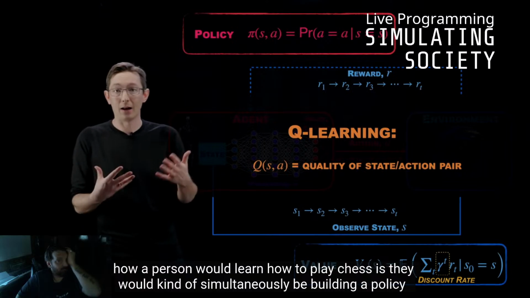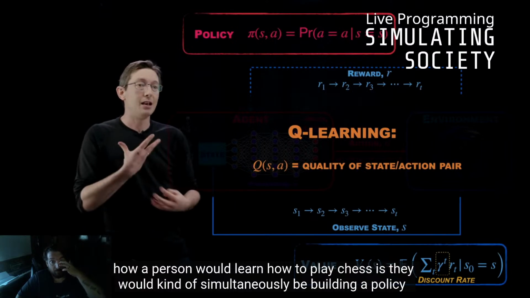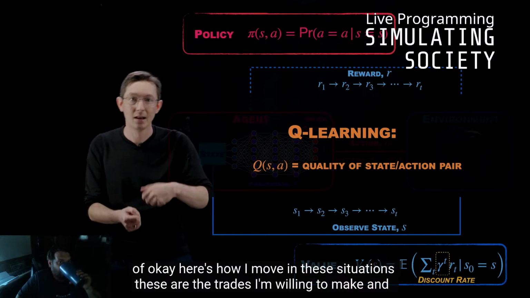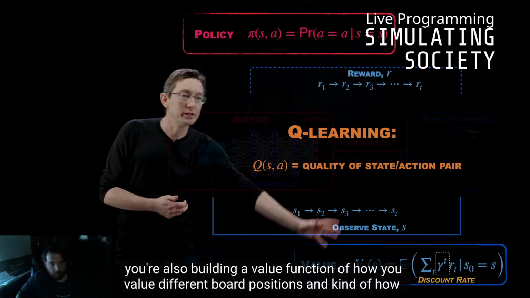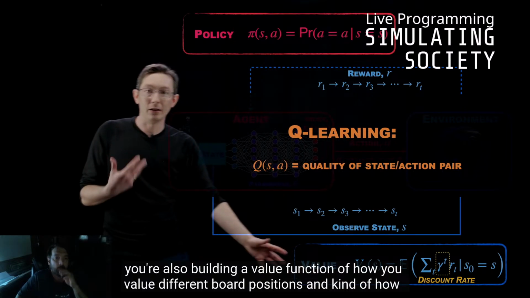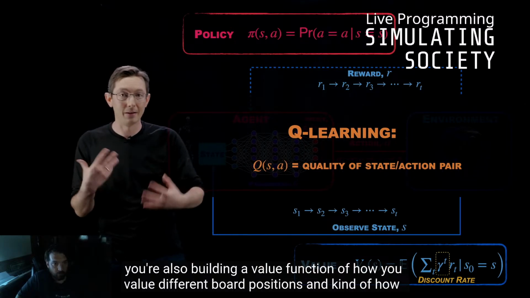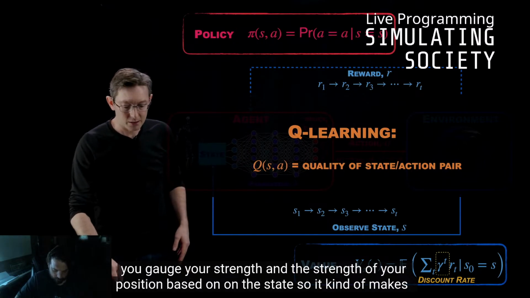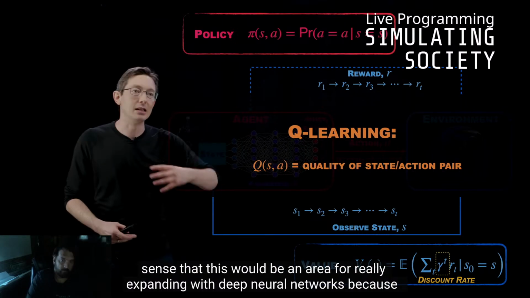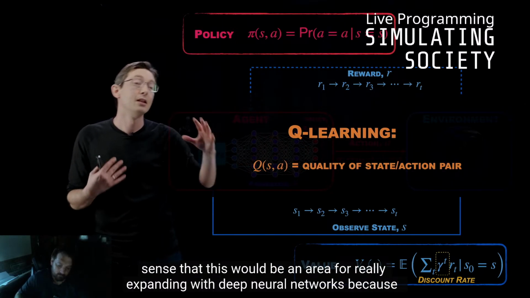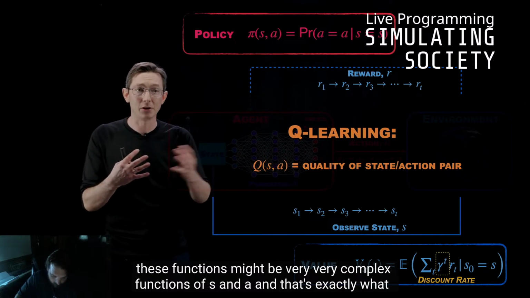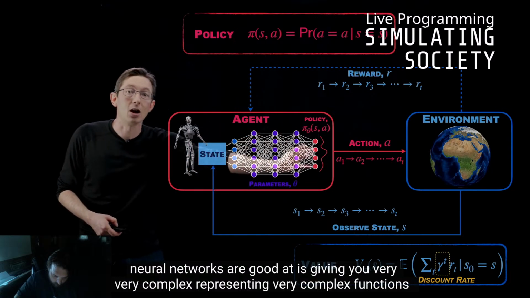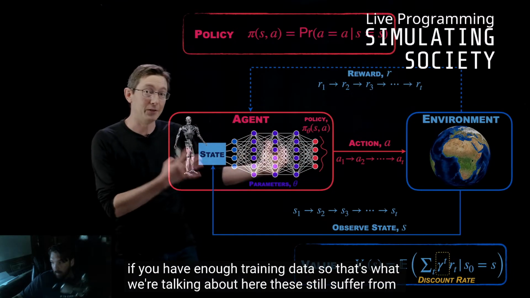This is a lot like how a person would learn how to play chess. They would simultaneously be building a policy of, okay, here's how I move in these situations, these are the trades I'm willing to make, and you're also building a value function of how you value different board positions and how you gauge your strength and the strength of your position based on the state. So it makes sense that this would be an area for really expanding with deep neural networks, because these functions might be very, very complex functions of S and A, and that's exactly what neural networks are good at, representing very complex functions if you have enough training data.